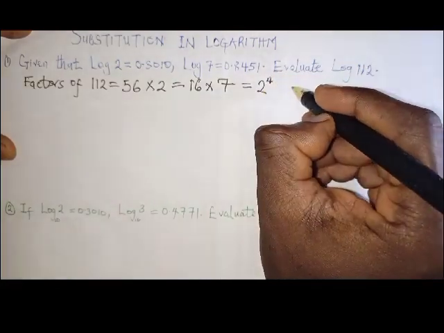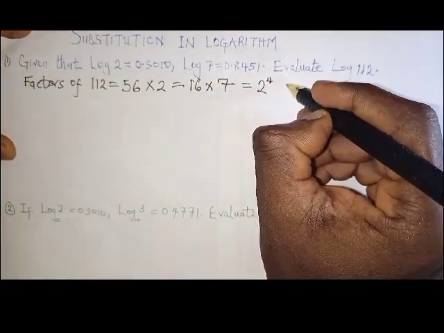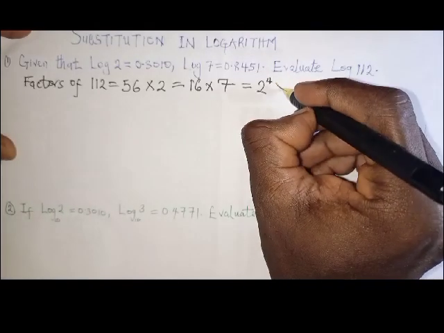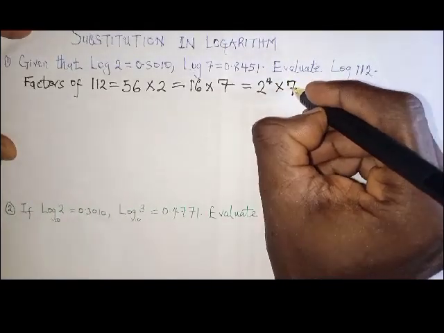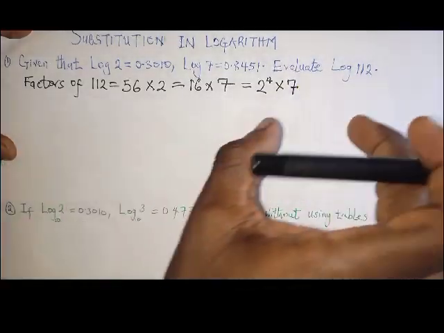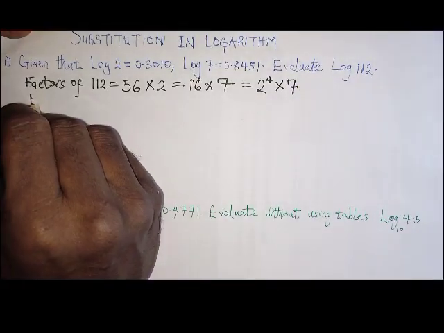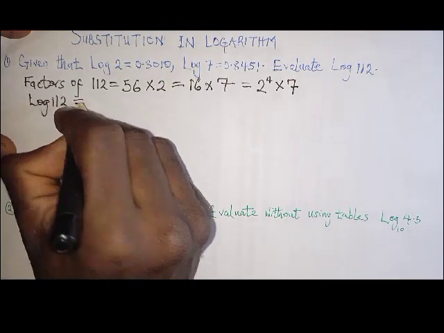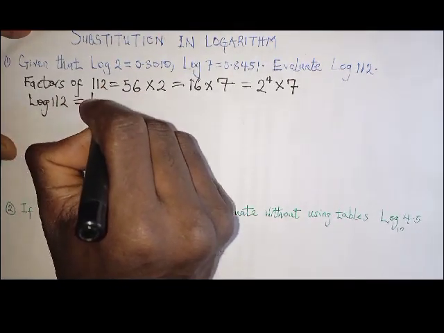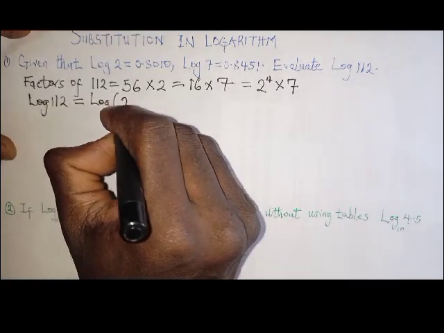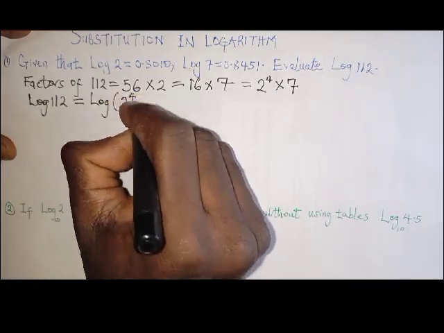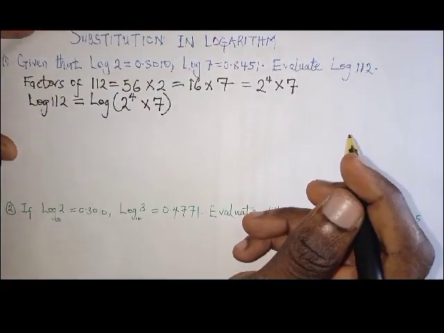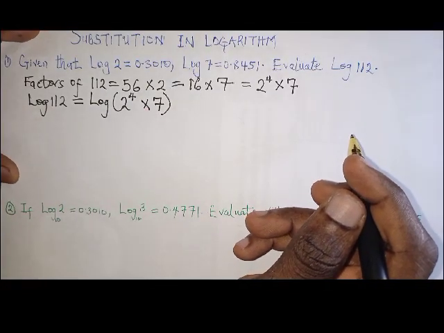So, at the end, 112 as a product of its prime factors is going to be 2 raised to power 4 times 7. So, I'm going to switch this into this. So, log 112 can therefore be written as log of 2 raised to power 4 times 7.